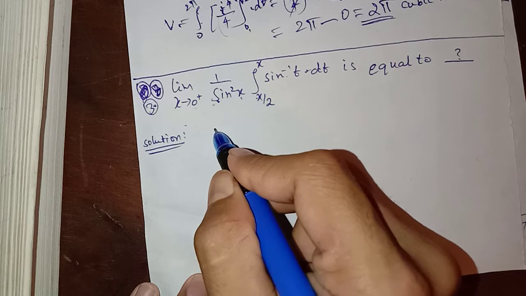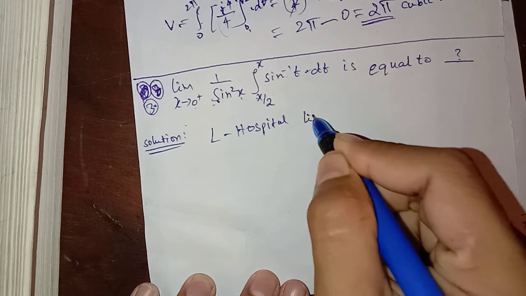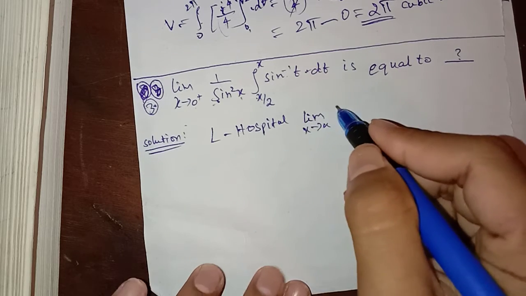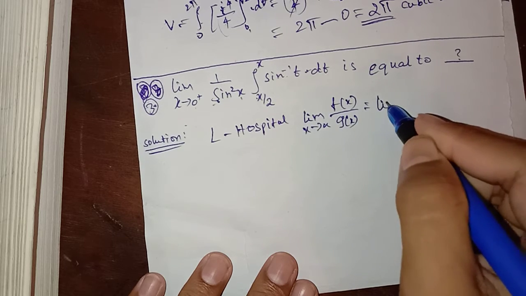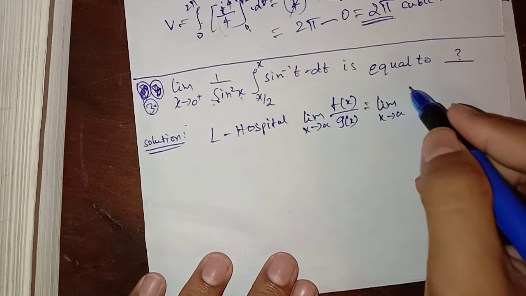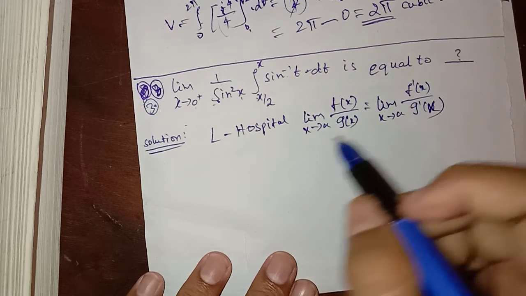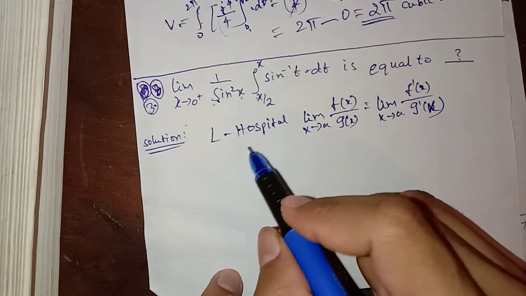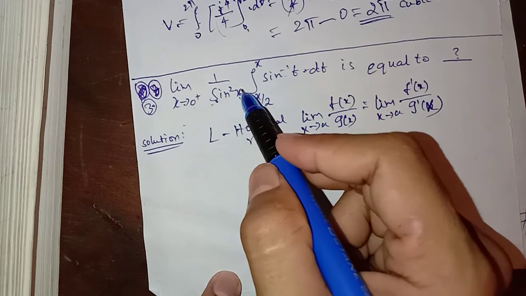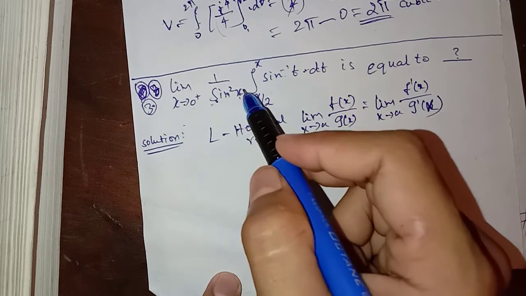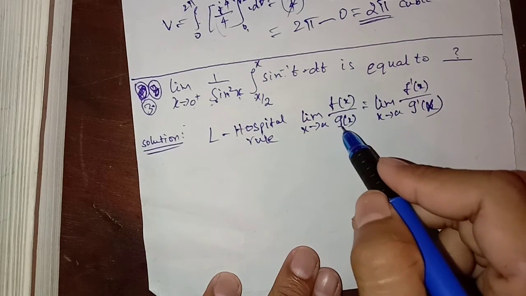Now there is L'Hospital rule. What does it say? Limit x tends to a, f of x divided by g of x, we can write this as limit x tends to a, f dash of x divided by g dash of x. This is L'Hospital rule. If we apply 0 directly to this, we get 1 by 0, which is an indeterminate form. When we have an indeterminate form, then we can apply this rule.